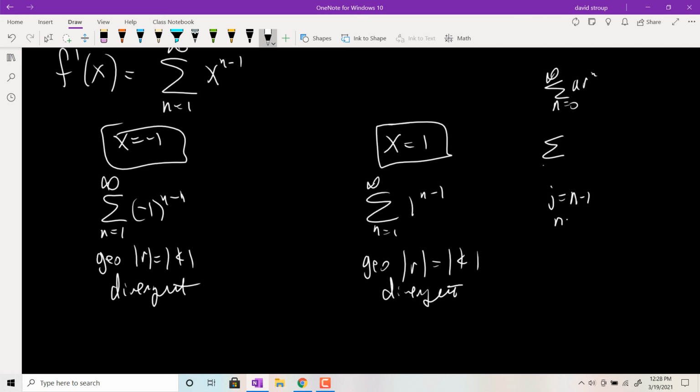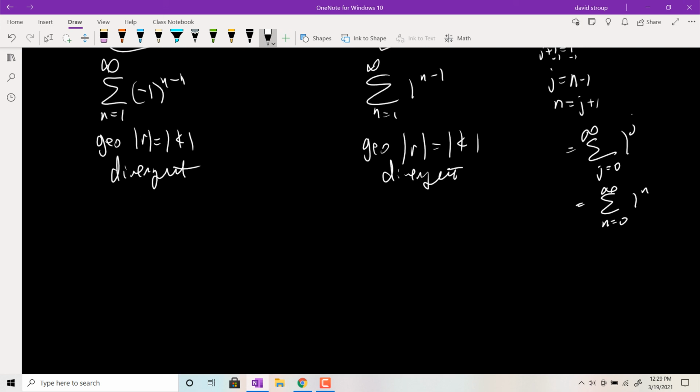So n, in this case, would equal j plus 1, right? So you would get j plus 1 equals 1 to infinity of 1 to the n is j plus 1 minus 1. And then that would equal the sum from j, if you just subtract 1 from both sides, right? You get j equals 0 to infinity of 1 to the jth power, which now is in the form, if you just, that's a dummy variable, so you just put it back into terms of n, 1 to the nth power. And now it's clear it's a geometric series with radius 1, a value 1, and it's divergent.